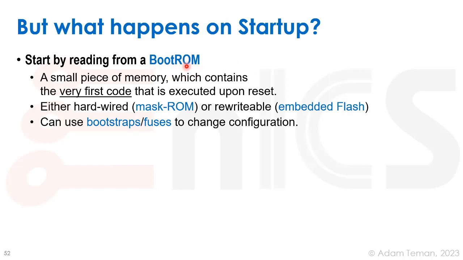A BootROM is a small piece of memory which contains the very first code that's executed upon reset, something, I guess, like that startup code that we discussed when it was really a simple machine. This is either going to be hardwired, often with something like a mask ROM or an embedded flash type of thing that you can program, again, just in case there are bugs, but it's complicated to actually replace it. So the embedded flash is reprogrammable in some ways. Mask ROM, we'd actually have to make a new tape out for. But this is really going to be kind of hardwired.